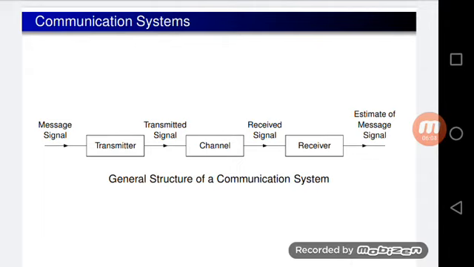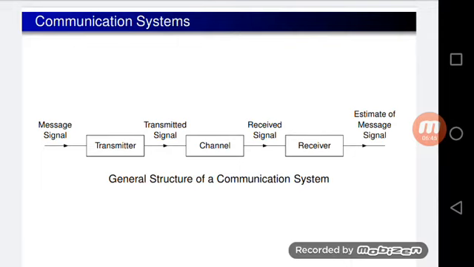This is a simple general structure of a communication system. In a communication system, the message signal will be entering the transmitter. The transmitter sends the transmitted signal through the channel to the receiver. It is the simplest diagram of how a signal is carried from source to destination, or transmitter to receiver.